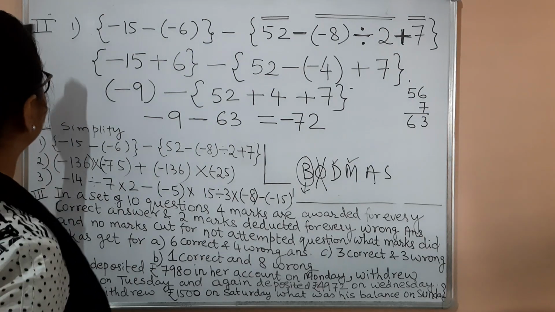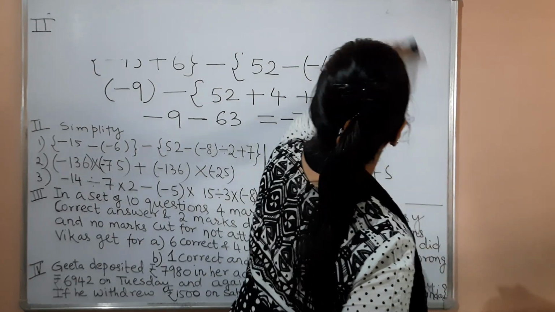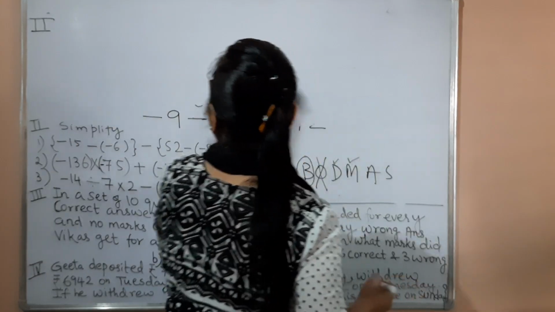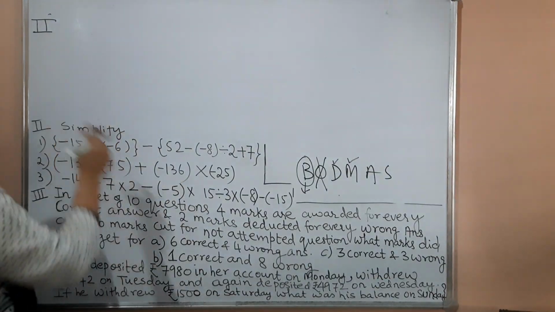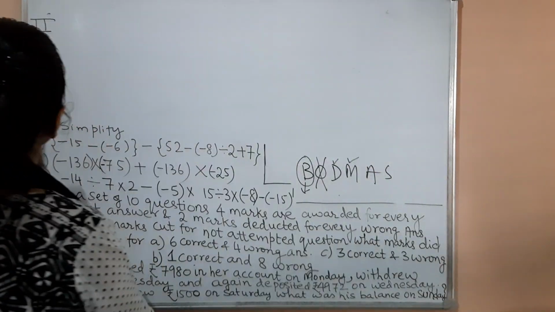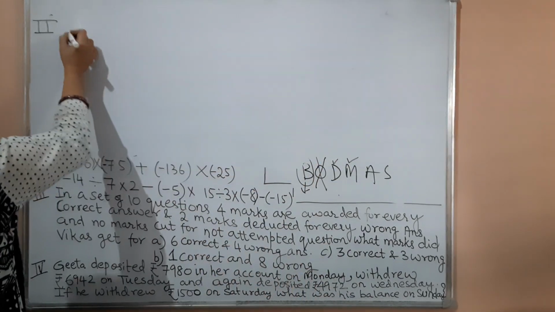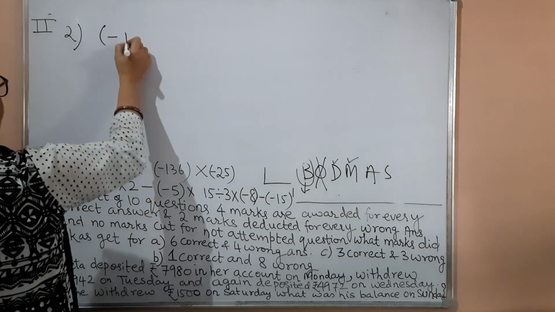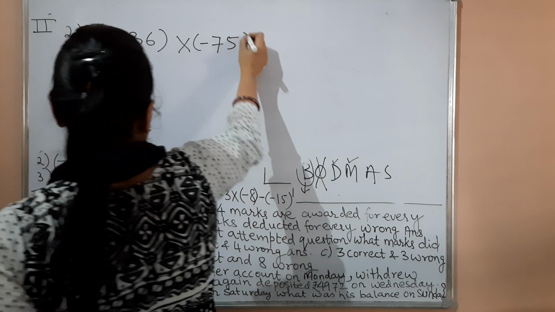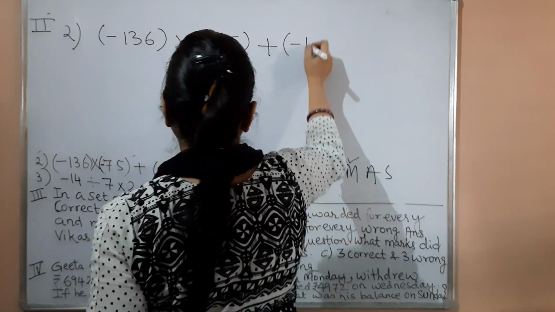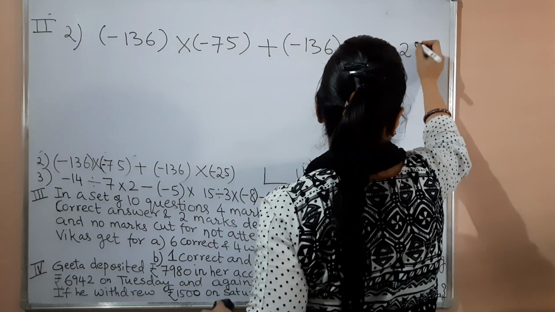Now let us do the second part of our simplification. Second, okay, let me rub this also. It will give me more space to solve. Now second part is minus 136 multiplied by minus 75 plus minus 136 multiplied by minus 25.